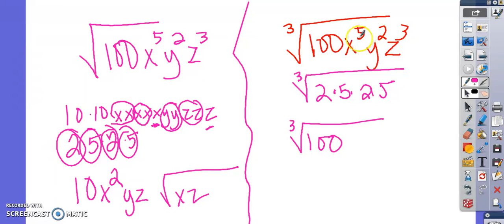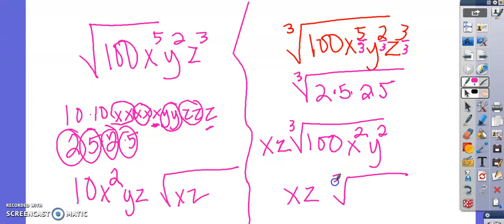Now, instead of dividing by 2, now you're going to divide these by 3. So you're going to have an x out here and 2 x's left inside. You're going to have 2 y's because there's not 3 of those. And then you're going to have a single z out here. So your final answer is xz, the cube root of 100 x squared y squared. Okay, I hope that helped you, and we are going to do some more practice.